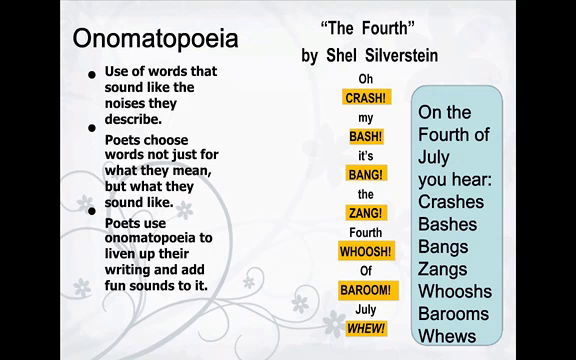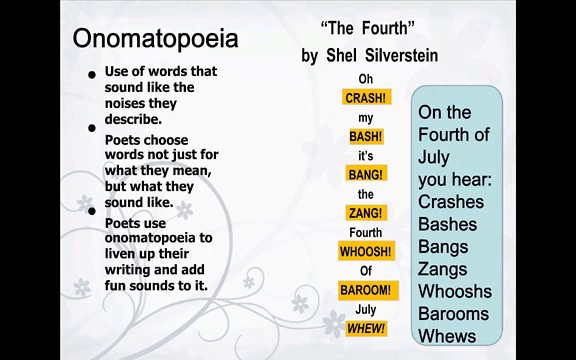Onomatopoeia, again, something that we're usually pretty familiar with. Words that sound like the noises they describe. Poets choose words not just for what they mean, but also what they sound like. And again, in the TP-CASTT, this would be the connotation aspect of words. So poets might use onomatopoeia to liven up their writing and add some fun sounds to it.